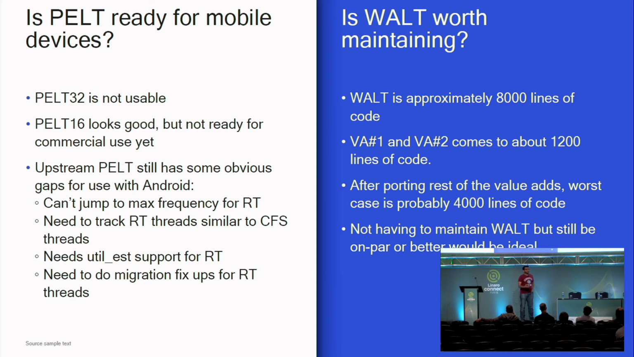And while doing all this work, we definitely saw some clear gaps in Upstream in terms of whether PELT can be usable for Android. The first one, the obvious one, is don't jump to max frequency for every RT thread. Maybe we can make it a policy in Upstream.